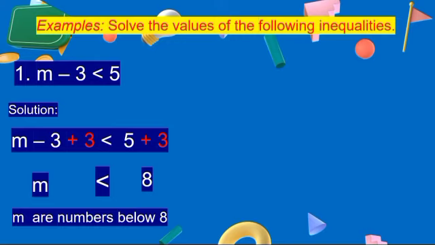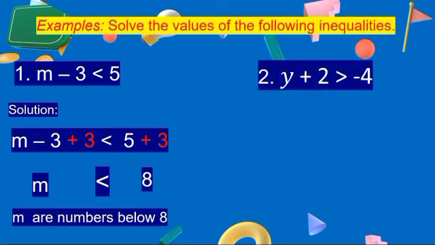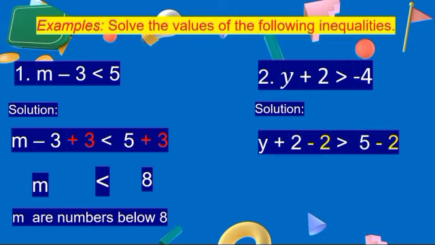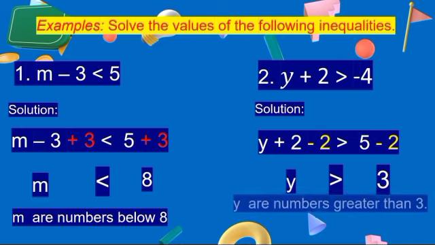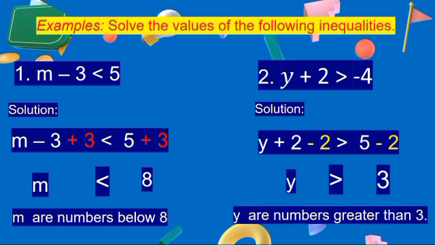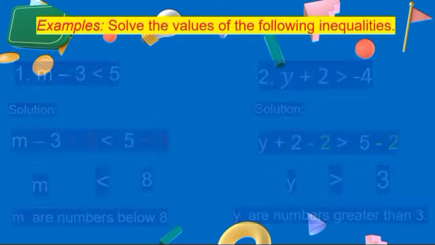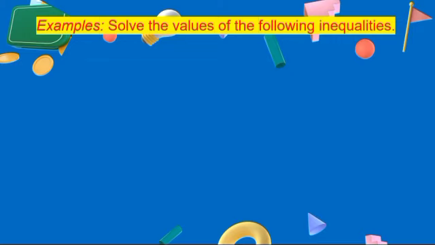Another example, let's have y plus 2 is greater than negative 4. So, y plus 2 minus 2 is greater than negative 4 minus 2. So, y is greater than negative 6. So, y are numbers greater than negative 6. So, ibig sabihin lahat ng numbers mula sa negative 6, above negative 6.